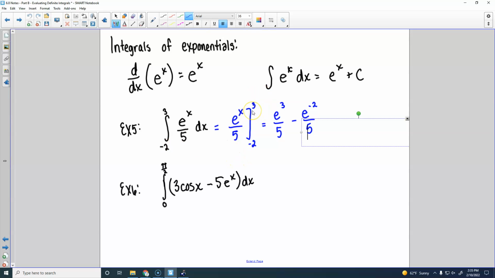So what makes this easy is the derivative is the same as the integral. You don't have to change anything there. The e's are the only thing that's going to happen. And then you're just plugging in the 3 for this one, and then plugging in the negative 2, and subtracting the 2. A good way to remember this is that definite integrals are V minus A.